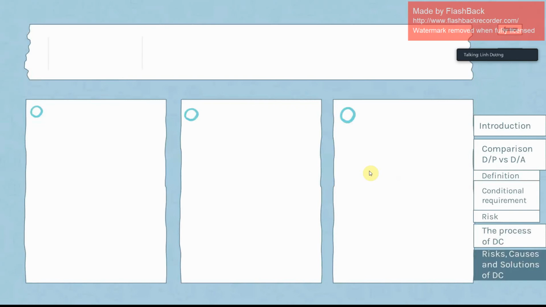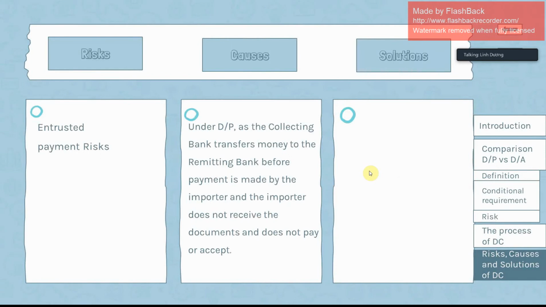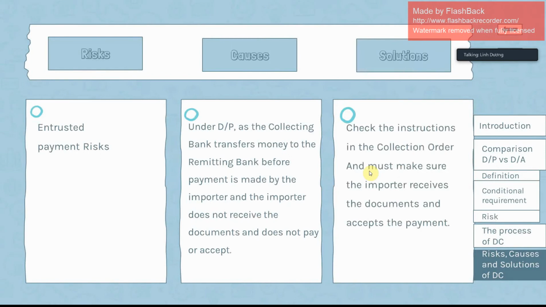And moving forward to the risks the collecting bank might have to face, I will also give some possible solutions. The first risk is the entrusted payment risk, which in Vietnamese is ủy thác. This occurs when the collecting bank does not receive money on time, but makes money available to the remitting bank in the transaction. So the collecting bank should carefully check the instructions in the collection order and must make sure the importer receives the documents and accepts the payment on time.